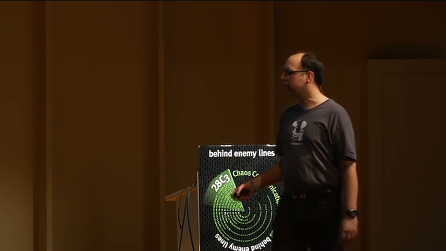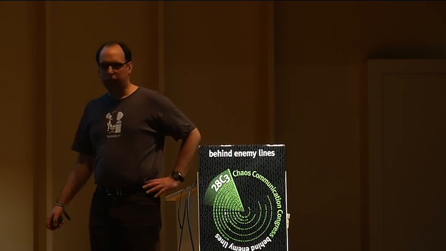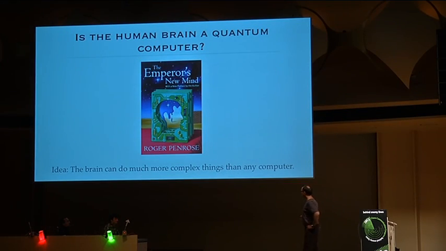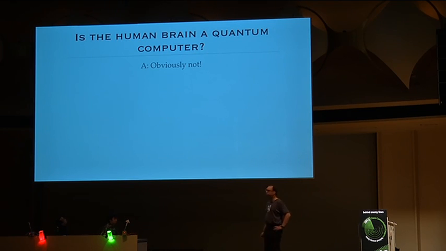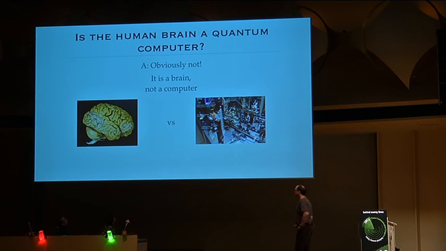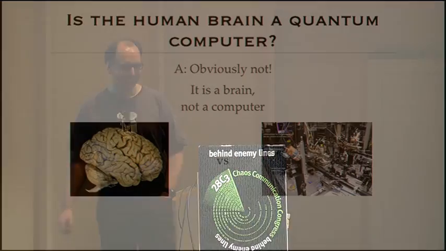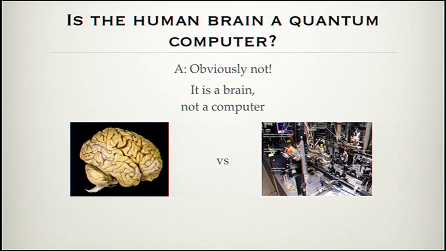Okay, so let's investigate this. So let's summarize this 600-page book. The brain can do more complex things than you can do on any computer, right? So let's investigate this idea a bit. Is the human brain a quantum computer? Well, the answer is obviously not, right? This is a brain, this is a quantum computer. Okay, but maybe that wasn't the answer he was looking for.